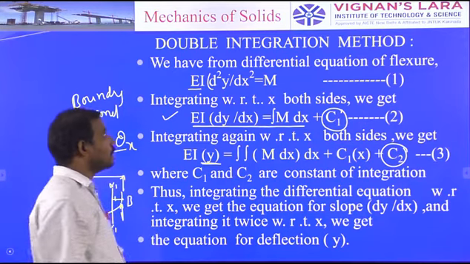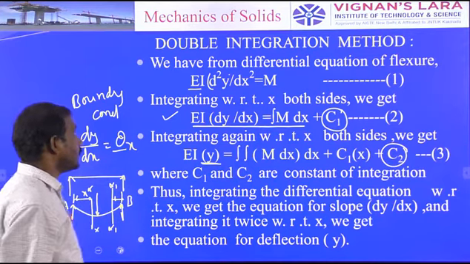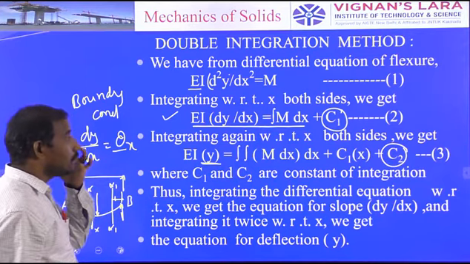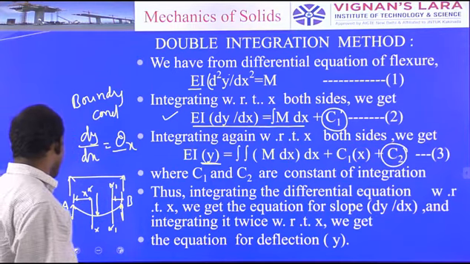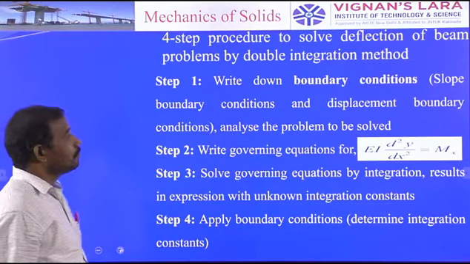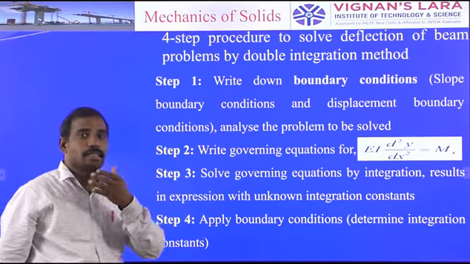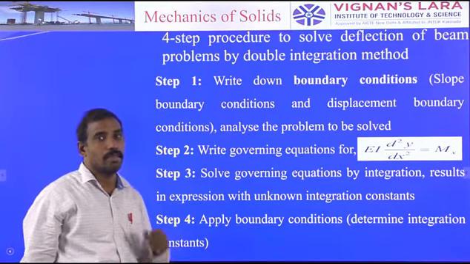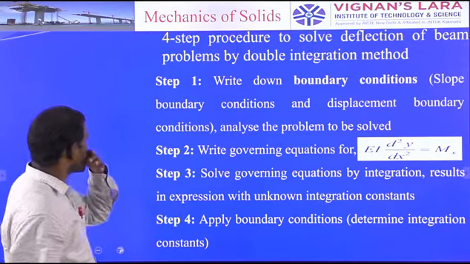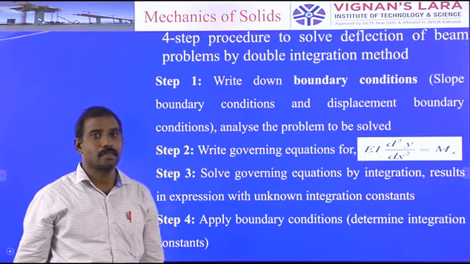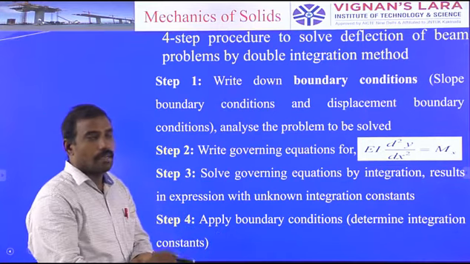Even though we have many techniques, one of them is the double integration method. By using it, we can find the slope and deflection at any position. Before solving a problem for finding the slope and deflection of a particular beam subjected to a particular load, we should follow the following steps. The first step is to write down the boundary conditions, that is, the slope at a particular point and the displacement, that is the deflection.